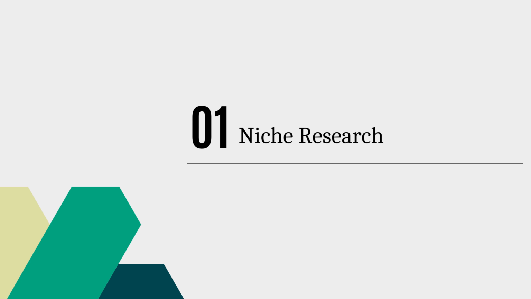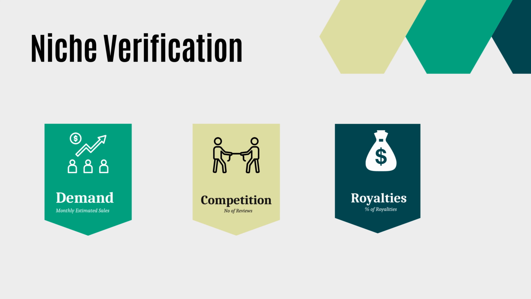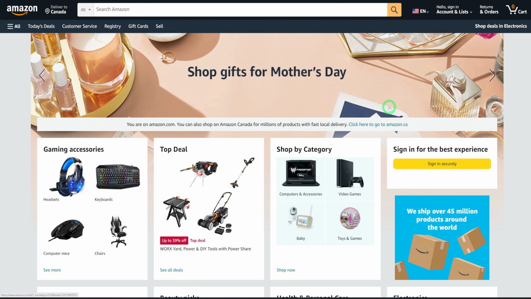The first step in this process would be niche research. It's important to understand a couple of things. One will be demand, competition. You need to know how much these books are being sold for. And along the line, you need to gather keywords which you'll be using in your listings down the road that will help you rank your books on Amazon KDP.